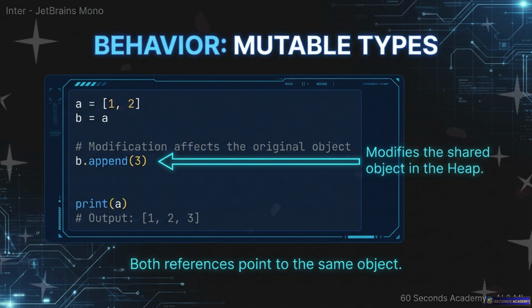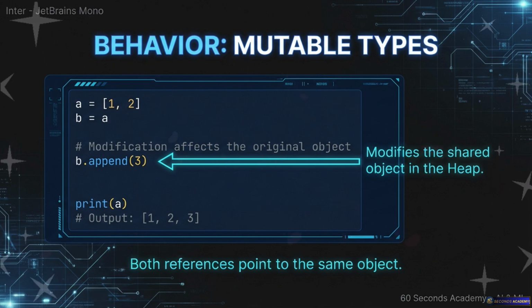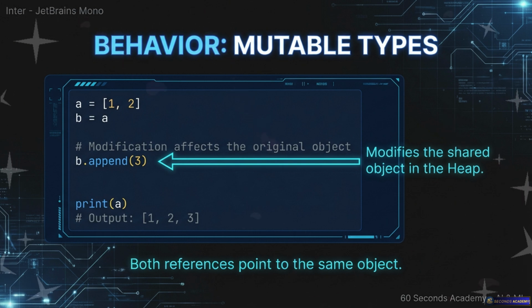b.append(3). I am telling b to add the number 3 to the list. You are going to the warehouse, finding the object [1, 2], and tacking a 3 onto the end of it. You modified the object in place. You didn't create a new list. You just mutated the existing one. And because a is still pointing to that exact same object, when I print a, it now says [1, 2, 3], even though you never touched a in your code. This is action at a distance. And in a complex ML pipeline where a is your training data and b is some temporary variable inside a preprocessing function, this is how you silently corrupt your model. Without a single warning from the compiler.